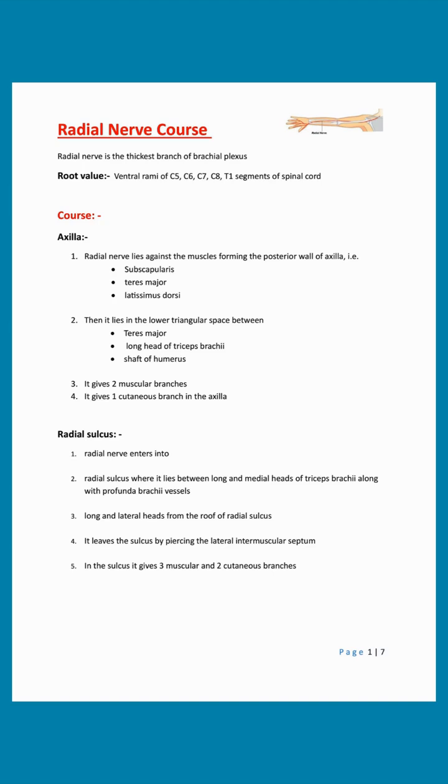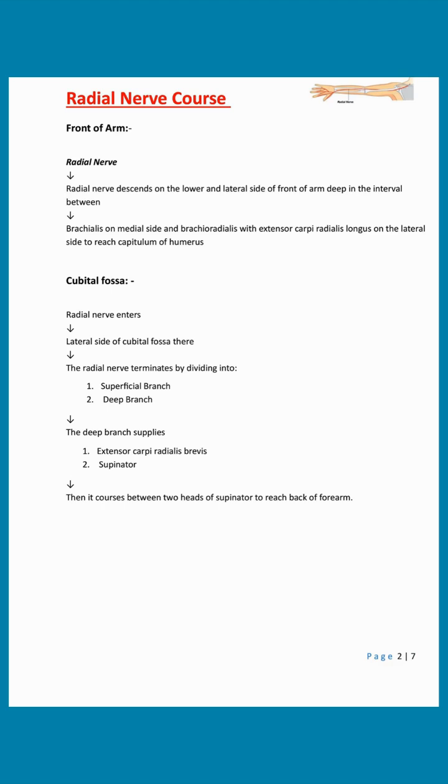Radial sulcus. 1. Radial nerve enters into radial sulcus, where it lies between long and medial heads of triceps brachii along with profunda brachii vessels. 3. Long and lateral heads form the roof of radial sulcus. 4. It leaves the sulcus, front of arm.